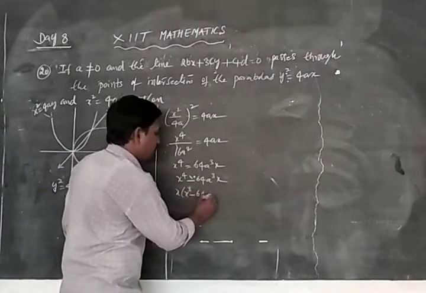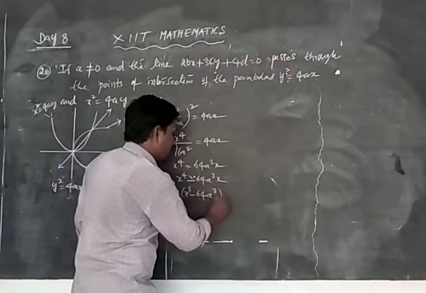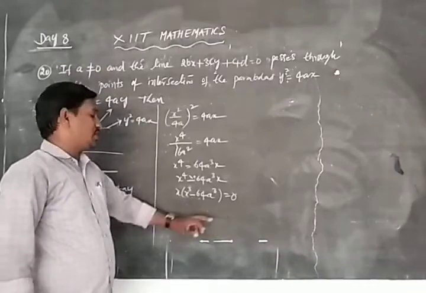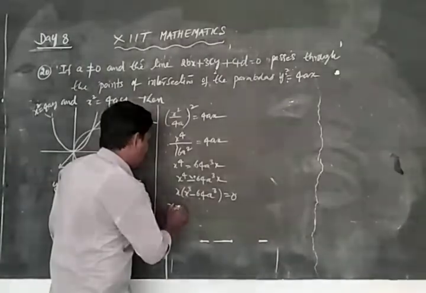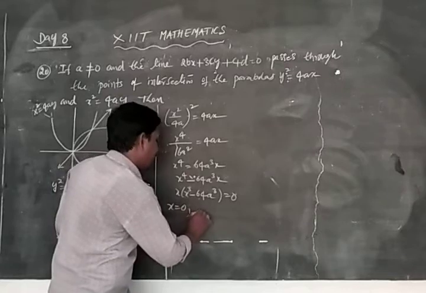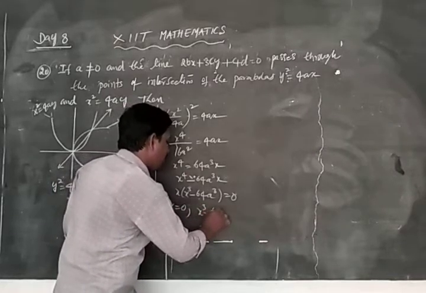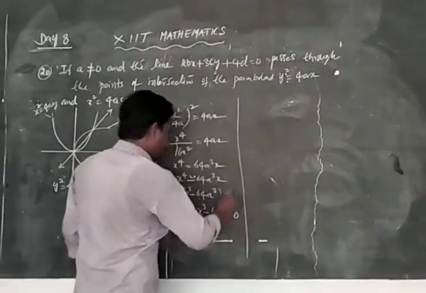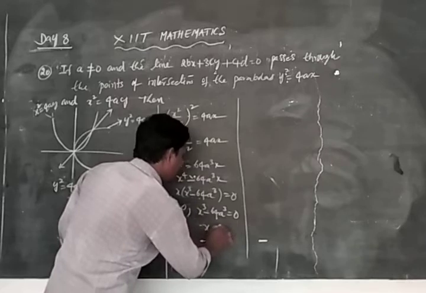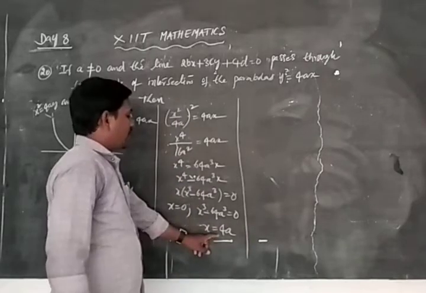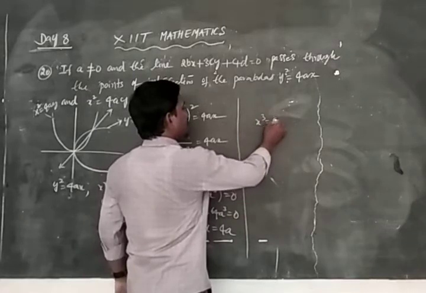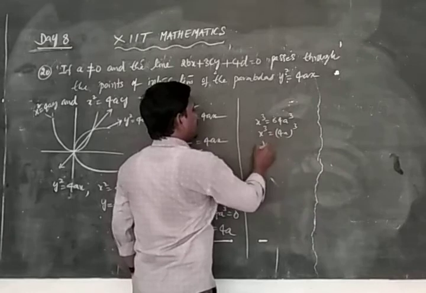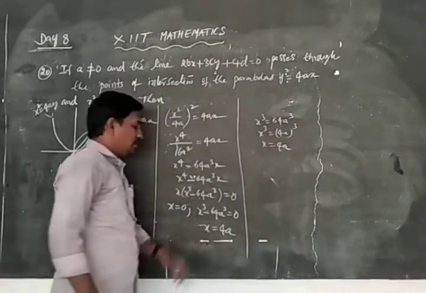minus 64 a cube equal to 0. We know that if ab equal to 0, we can say that a equal to 0 or b equal to 0. So here x equal to 0 and x cube minus 64 a cube equal to 0. Then x equal to 4a. Why? Because x cube equal to 64 a cube, x cube equal to 4a whole cube. That means x equal to 4a.